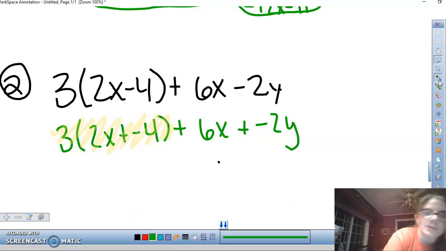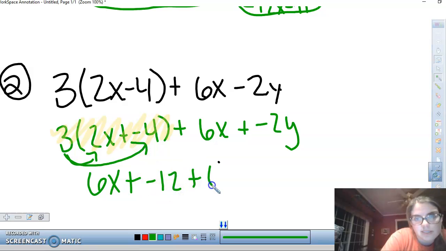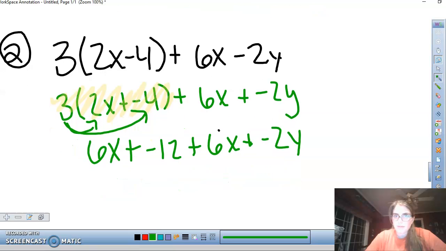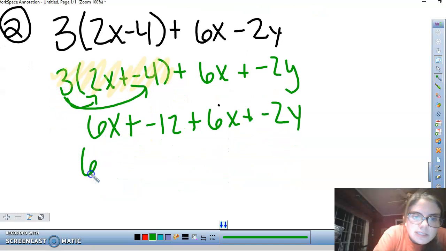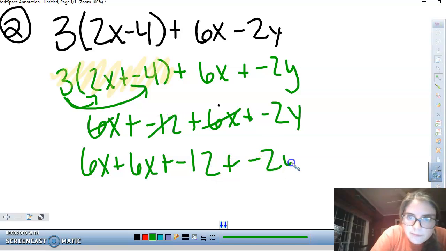So if I do distributive property, I'm going to have 3 times 2x, so I'm going to get 6x plus 3 times -4 is going to give me a -12 plus 6x plus -2y. Fancy. All right, so now I'm going to rearrange so all my like terms are by each other. Let me scroll down a little bit. I need a little bit more room to work. So I'm going to have 6x plus 6x, plus -12 plus -2y.